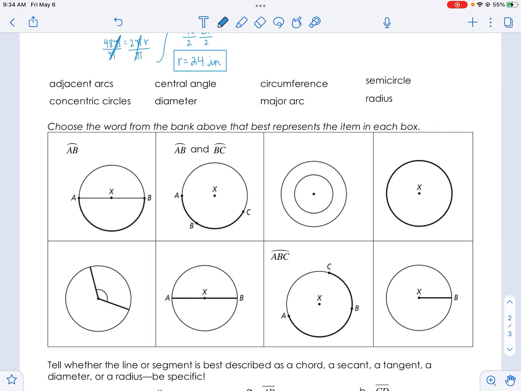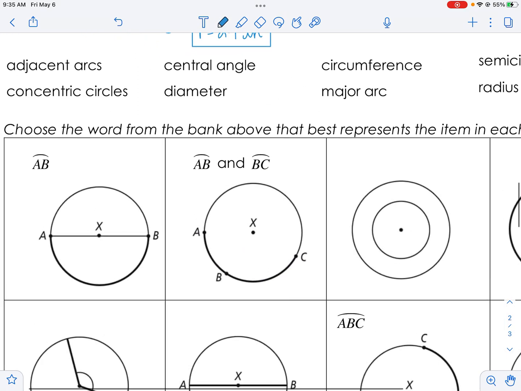So pick up here from your word bank, and I'm going to go a little bit backwards. My first word is adjacent arcs. So I'm going to look down here for a picture. Remember that adjacent means that they touch. So I'm talking about two arcs that are adjacent, two arcs that touch. And the only one that has two arcs that touch, that's AB and BC. There's your adjacent arcs.